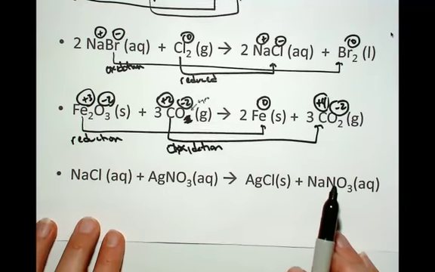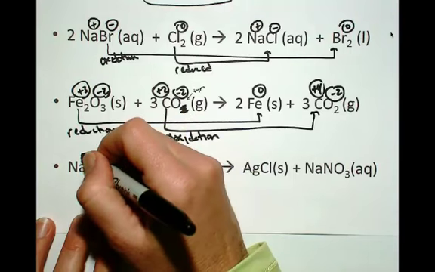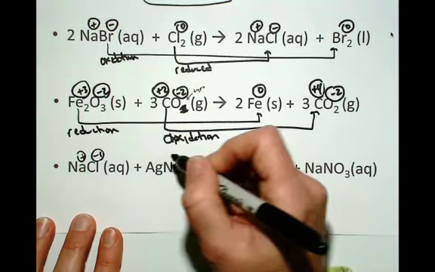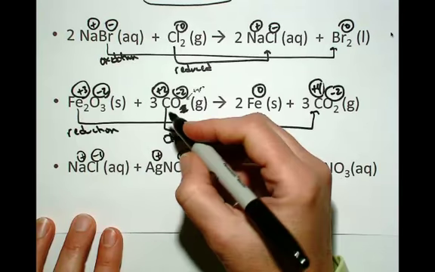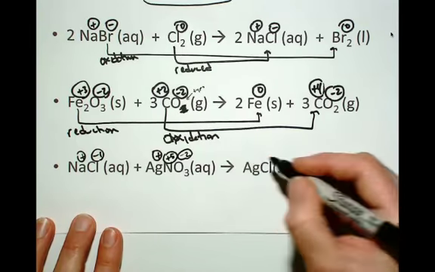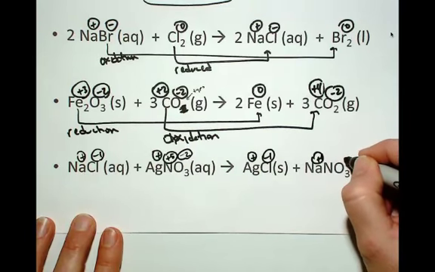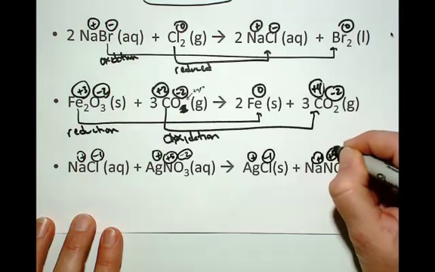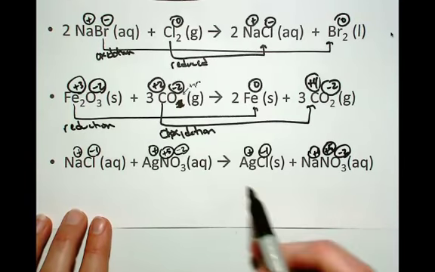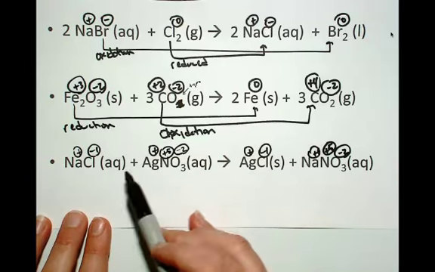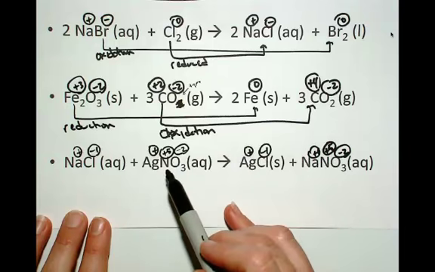Okay, now for this one, go across and label your oxidation numbers. You have +1, -1, +1. Of course, this is nitrate. It's going to be -2, and the nitrogen is going to be +5. +1, -1, +1, -2, and +5. Okay, take a look now. Where have the oxidation numbers changed? Well, the sodium, no. The chloride ion, no. The silver ion, no. The nitrogen, no.